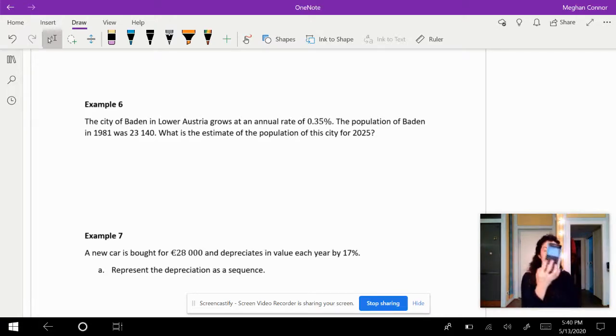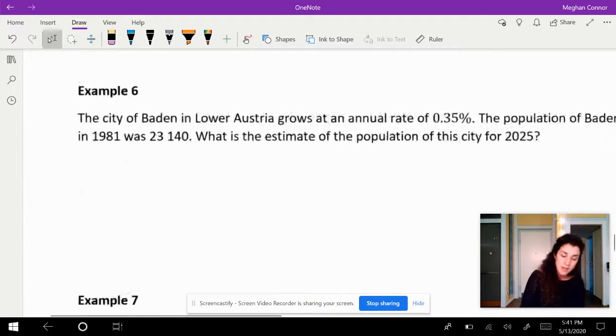All right, the next two examples are to show you that you can actually still use this calculator and this method, TI-84 or TI Nspire, in order to solve for things that aren't technically interest or financial issues, because it follows the same pattern. So if we're talking about any sort of depreciation or growth percentage-wise, this is a good way to go. The city of Baden in Lower Austria grows at an annual rate of 0.35%. The population of Baden in 1981 was 23,140. What is the estimate of the population of the city for 2025?